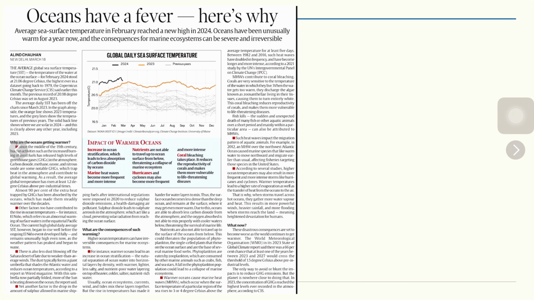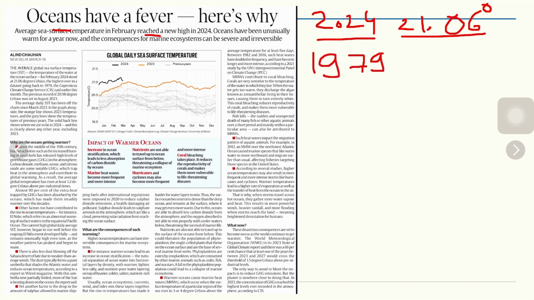Now we start. What are the fever phenomena in oceans? You see, average sea surface temperature in February, according to a record, has reached a new high. Close to 21.06 degrees centigrade is the temperature right now. This was recorded in February, and this is the highest level seen since 1979, when climate change data started being recorded.